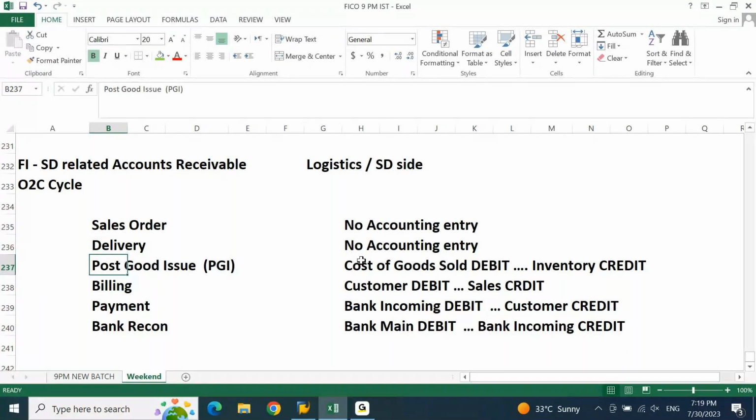So delivery will not have any accounting entry. It is only an update on the sales order that this particular item from this order has been delivered to the customer. But you should also make sure that the quantity is reduced from your stock. For that, PGI will have to be posted. This will hit your accounting entry. Delivery will update your SD module. PGI will update your finance module.